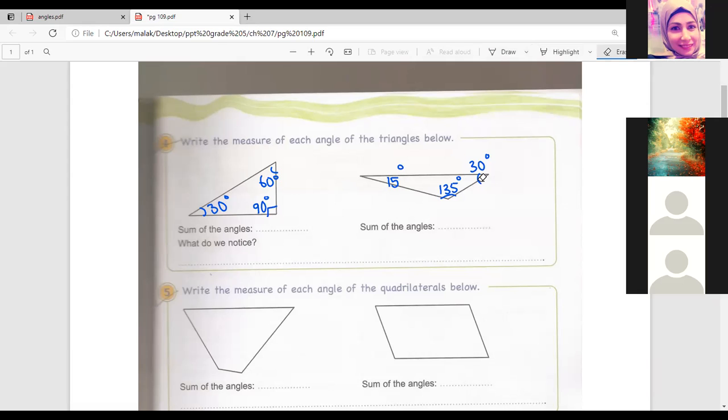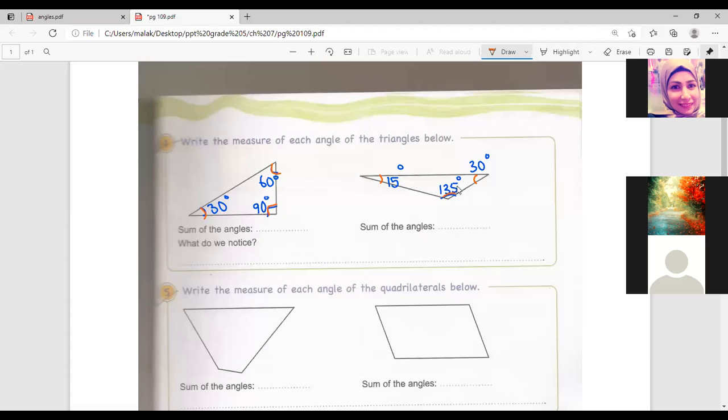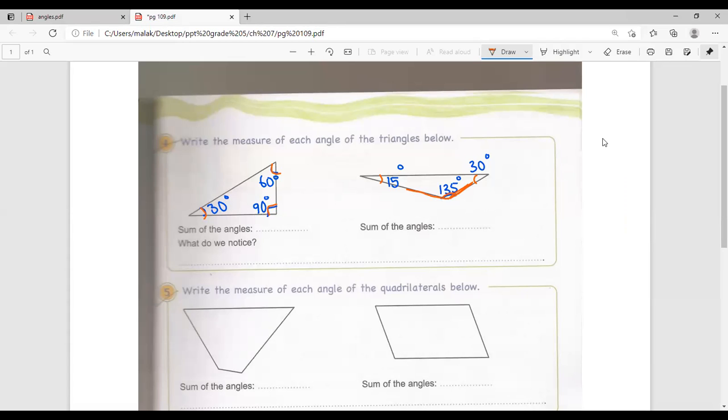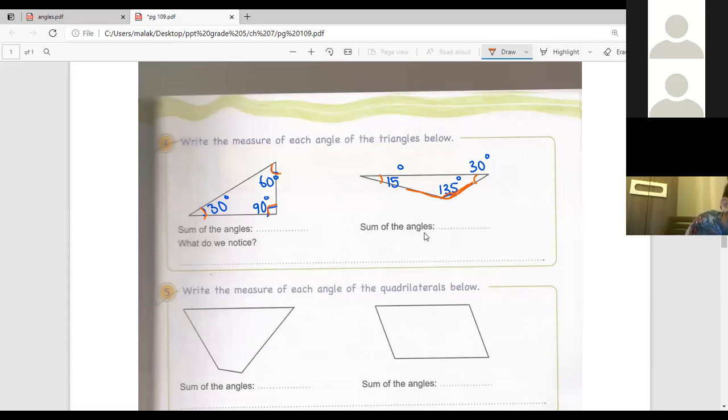Tell us which angles here are acute angles. 15 is acute angle. 15 degrees. Give me another one. 135 degrees acute. No, it's obtuse. Obtuse angle. It measures more than 90. Give me an acute angle other than 15 degrees. 30 degrees. Bravo.